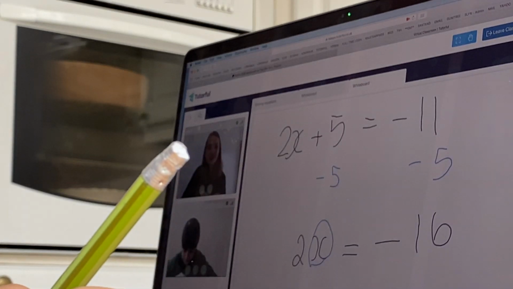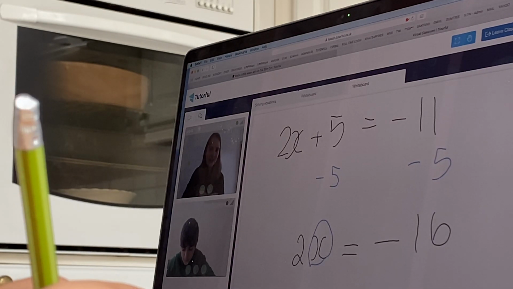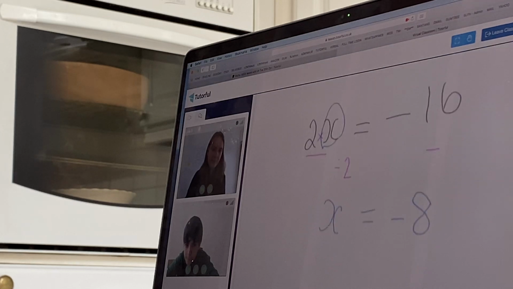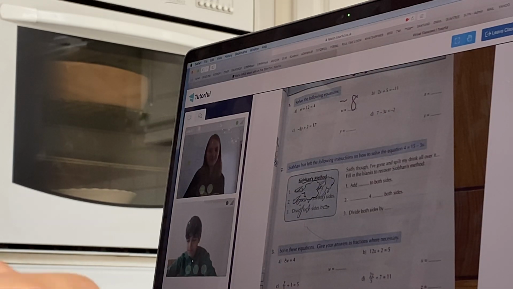So what we need to do is say, okay, 2x means 2 times x. Remember, we always have this invisible multiplication sign in the middle there. So 2 times x, so dividing both sides by 2. That's reversing multiplying by 2, we can divide by 2. So our answer is going to be x equals -8.